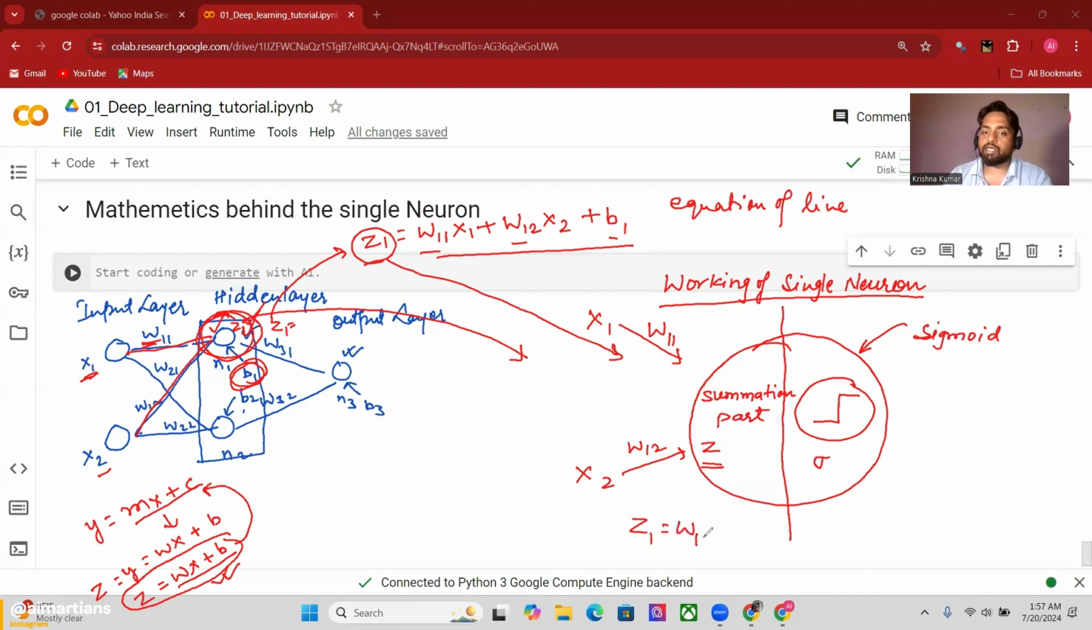Let me write it down once again: w11 x1, combined by multiplication, plus w12 multiplied by x2, and the bias, which the neural network provides from its side. This is b1, let's say. So I'm simply passing b1 here. This is our z, which is nothing but the equation of line, calculated in this neuron. Now this equation of line looks something like this.